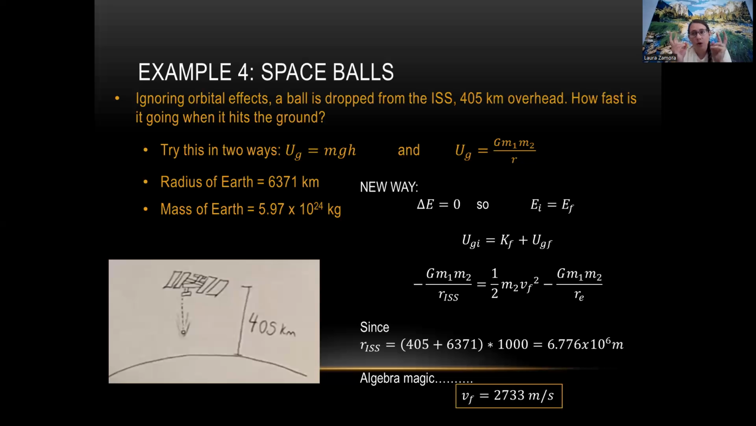So you can use the old way if you're within the Earth's atmosphere, it will give you a pretty good approximation. If you're farther away than the Earth's atmosphere, then it's probably better to use this new equation for gravitational potential energy. Okay. So do you guys have any questions about example 4 or anything that we've talked about today?